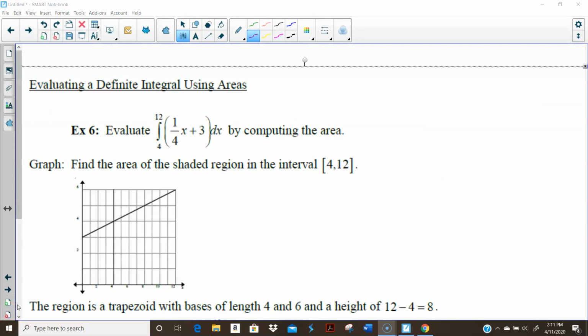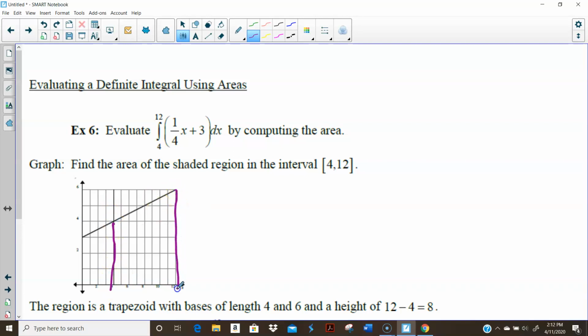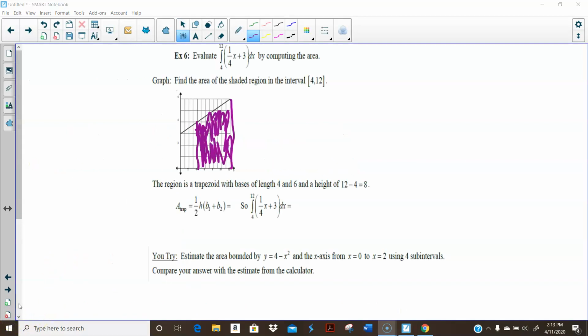In this problem, you can use your calculator and plug this in to see what you get when you find the area under the curve. Here's a picture. We're looking for the area from 4 until we get to 12. So we're looking for all of this area under here. And you can see that that's a trapezoid. Because this is a trapezoid, I can just use the trapezoid formula.